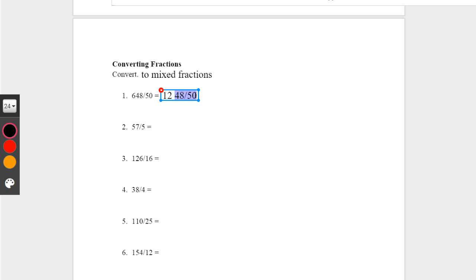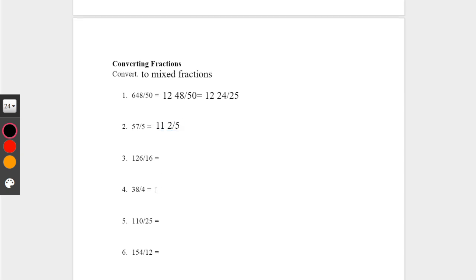And if it says to simplify, then simplify this. So if we were to simplify, this would become 12 and then we just divide it by 2, which gives us 24 over 25. So yeah, let's try with this. 57. How many 5s can we fit into 57? We can fit 11 5s, which makes 55, and there will be 2 more, so 2 over 5.